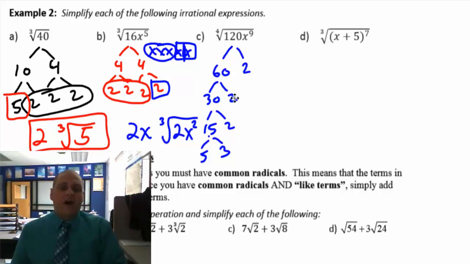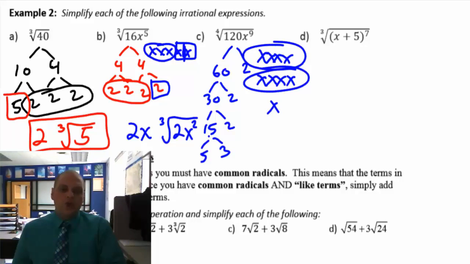All right, I don't have 4 of them. But how about x to the 9th? I have x, x, x, x, x, x, x, x, x, and then I have a leftover x. So I have 2 x's that can come out. So I could take out x squared. That's all I can take out, and then everything else has to stay in the fourth root, 120x, with a leftover x there.